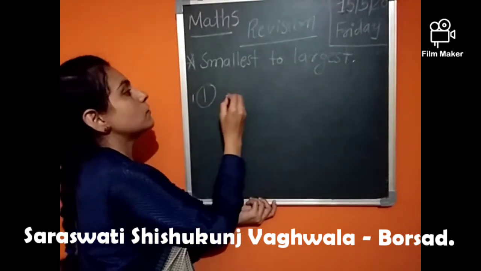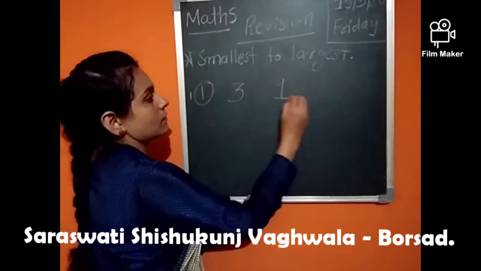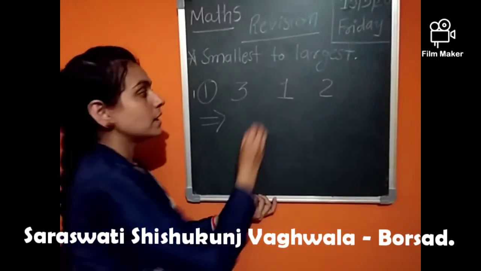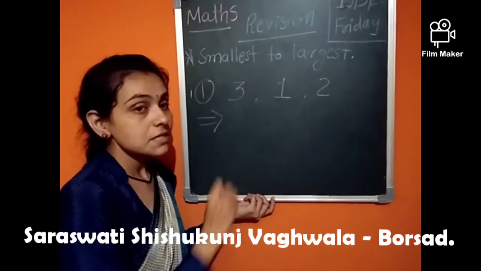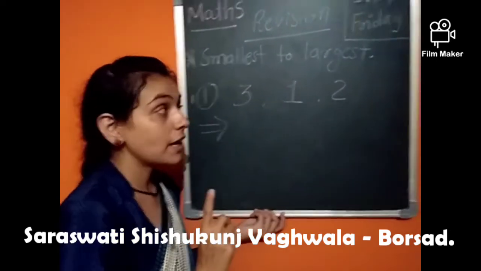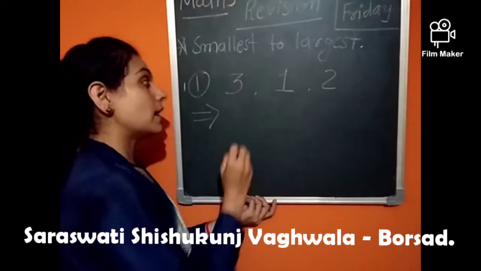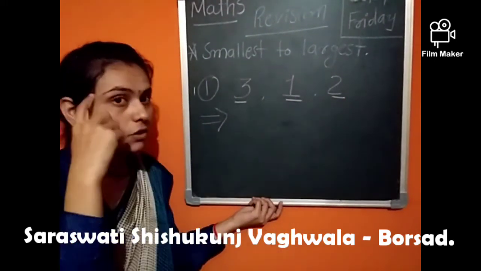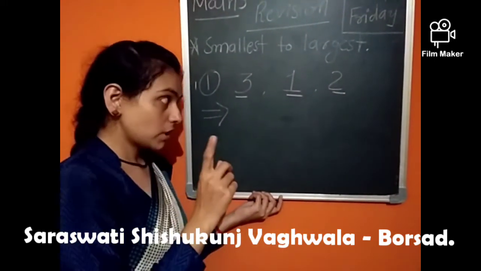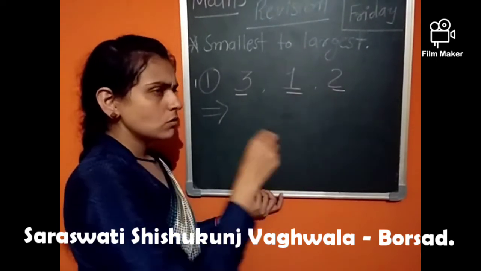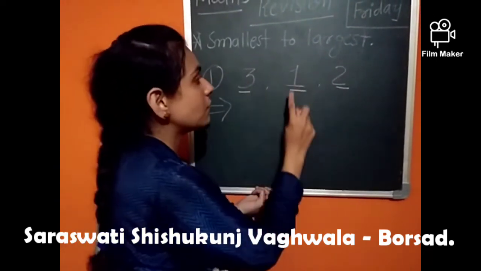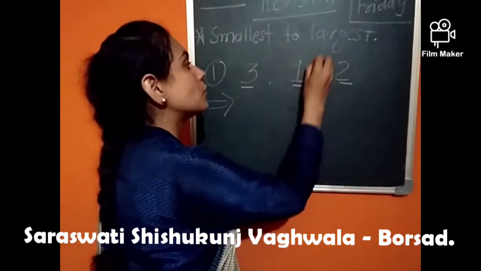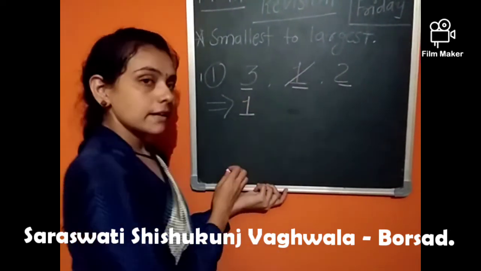Suppose I write first, 3, 1 and 2, right? So if I want to arrange smallest to largest, first what we have to do? First we have to draw underline 3, 1 and 2. Now you have to think which one is the small number, 1, 3 or 2. So which one is the small number? 1, right? So you have to cut it and write it downside.